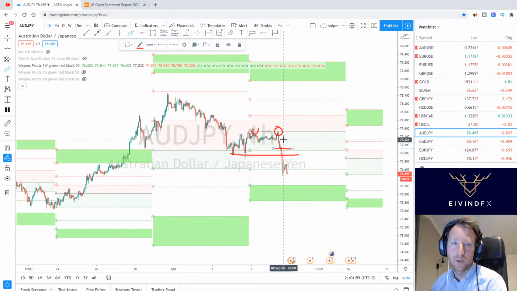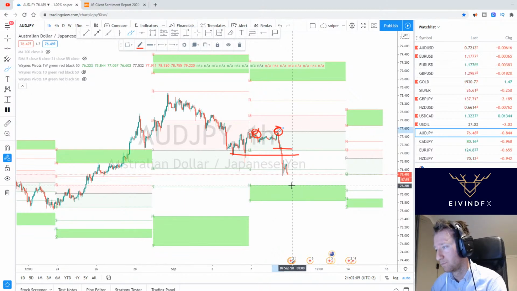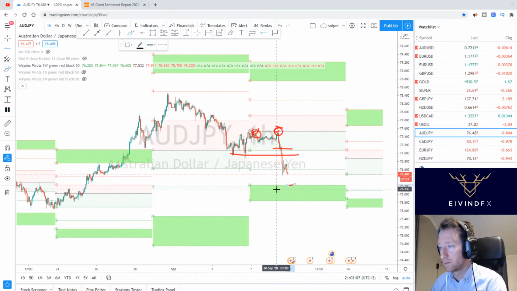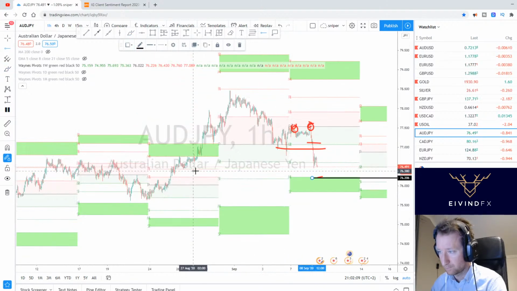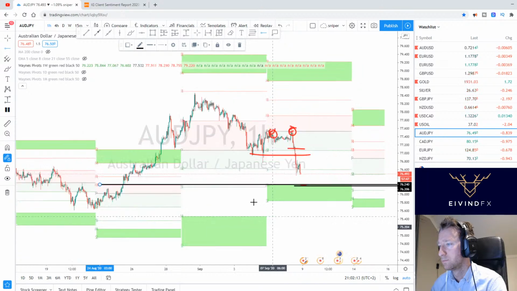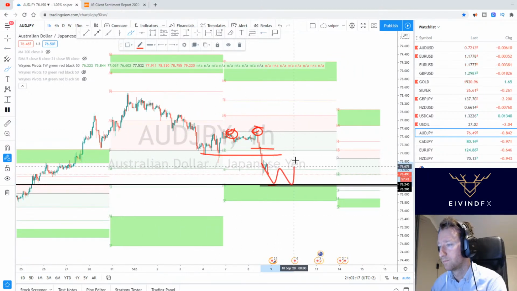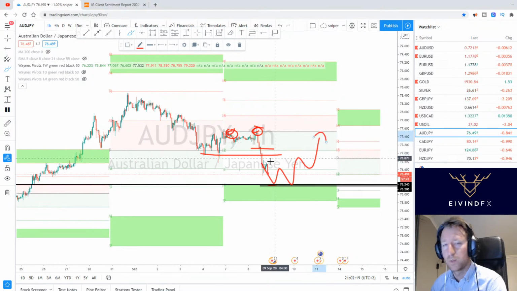So basically here for Aussie yen, straight off sell, no pullback. Take profit at 76.20. Cool. Okay. Basically just waiting for a reversal here, depending on when I get it.